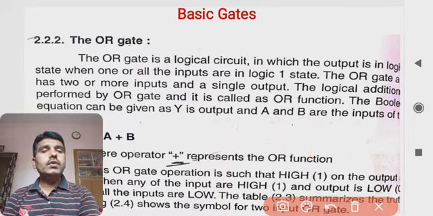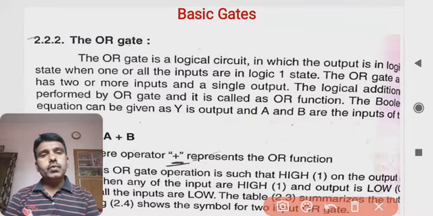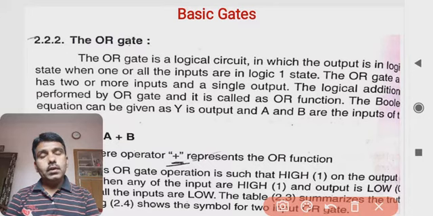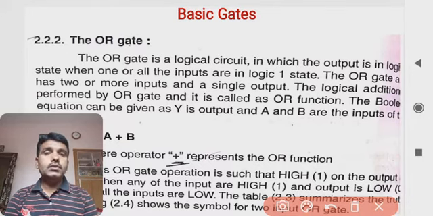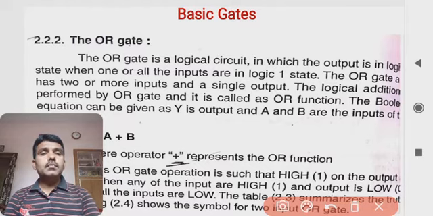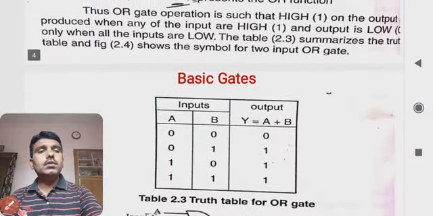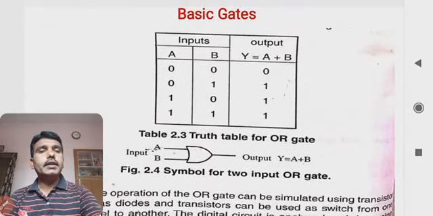So when there are two inputs, there are 4 combinations. Both will be 0, both low; both will be 1, both high; and one of them low and the other high, which is two conditions. According to that, for this type of OR gate, the truth table clearly indicates the output.